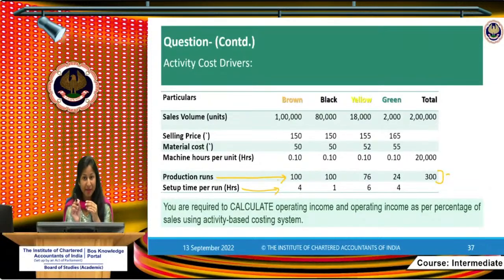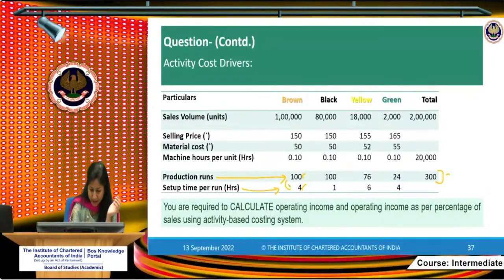Physical changeover means the time you take for changing from manufacturing one particular clip to the second clip. So there is time required in setting up. For example, while switching from brown hair clips to a different hair clip, it takes 4 hours. But how many times? How many times is your production running? It is running 100 times. So in total, it is taking 400 hours for switching from one production to a different production.